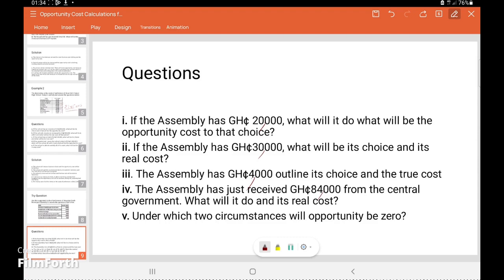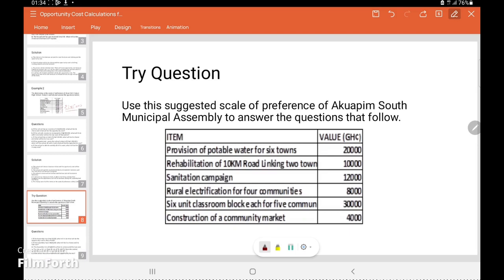And then the V, the last one, under which 2 circumstances will opportunity costs be zero? You should be able to handle these questions because it's similar to what we have just done previously, and therefore you should be able to handle it. So this is how to use scale of preference to answer opportunity costs questions. I guess we'll end here and continue another time.